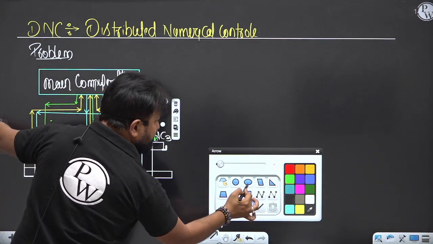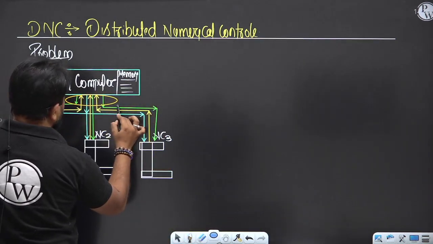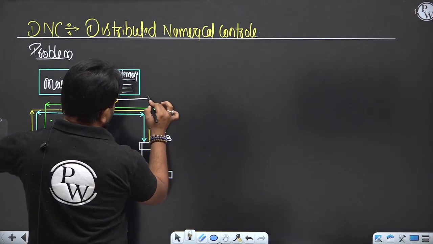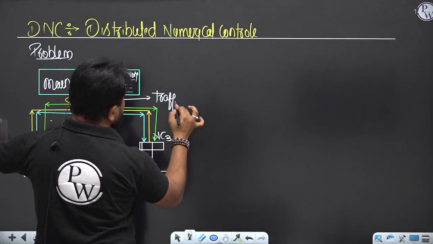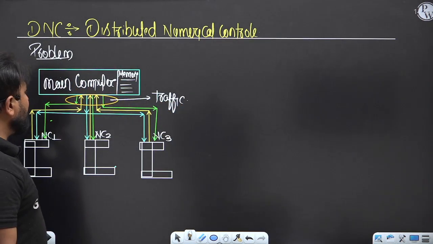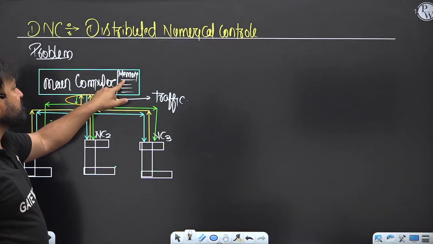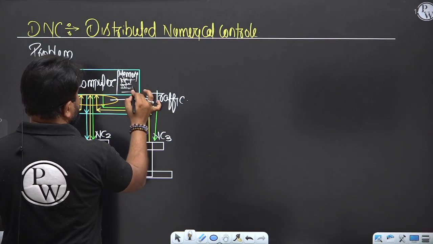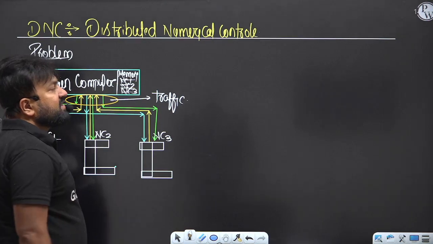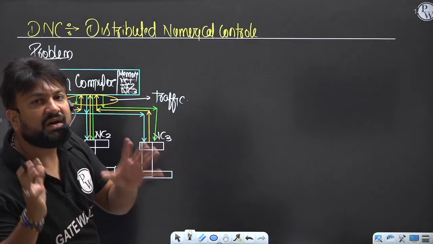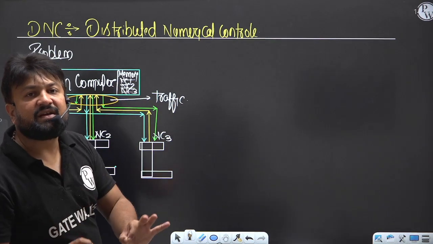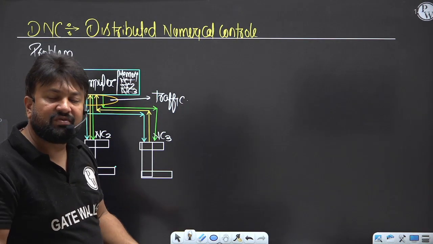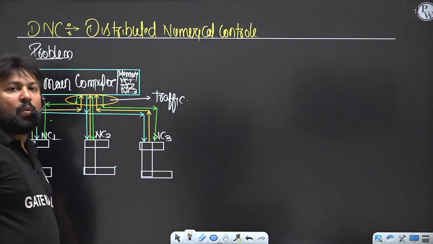My dear, please see. If you have noticed, in front of the main computer there is a lot of traffic, a huge traffic, right? Along with that, the main computer has to store the file of each NC machine, NC1, NC2 and NC3. So this main computer has to hold the data of each NC machine. This main computer has to receive the data, take the quick decision, and again send the direction. So a lot of traffic will be built up.